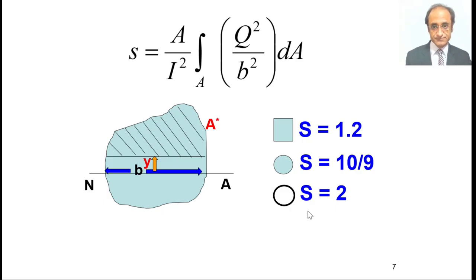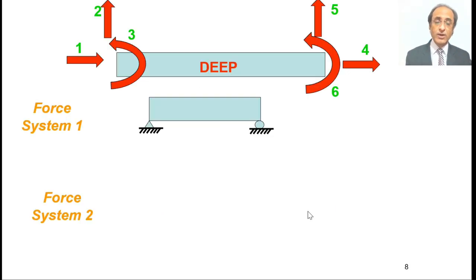So we can use this relationship and we can derive the values for some typical shapes. For example, for rectangular section it is 1.2, for circular sections it's 10 by 9, and for hollow circular sections it's 2. So now after this background, we can use our already learned techniques to determine the stiffness coefficients for the case involving shear deformation.